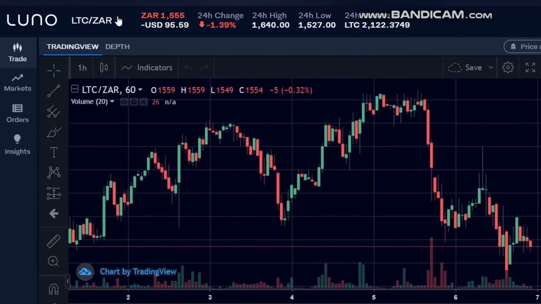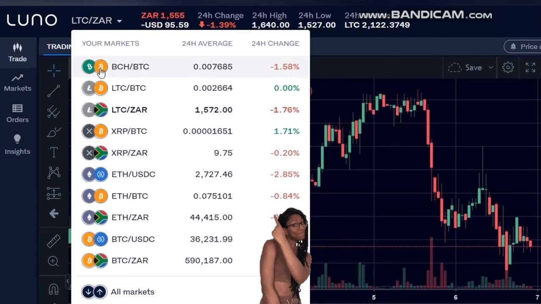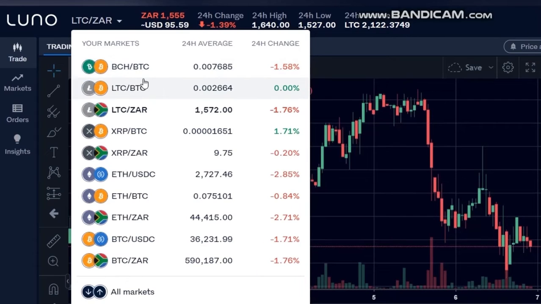When you sign into your LUNO exchange platform, to the top left corner, you're gonna see your currency pairs listed sequentially one after the other. The first currency pair is BCH per BTC, LTC per BTC, LTC per ZAR. All the others follow one after the other.